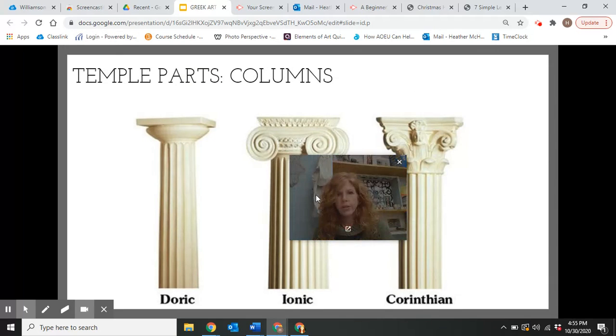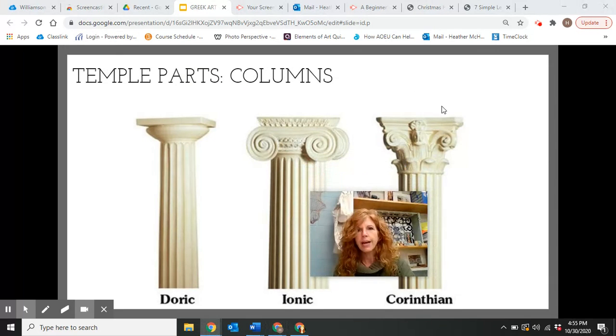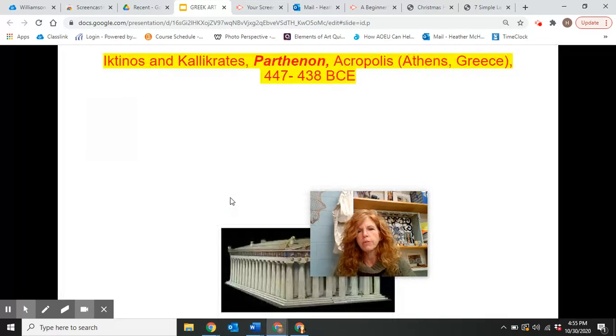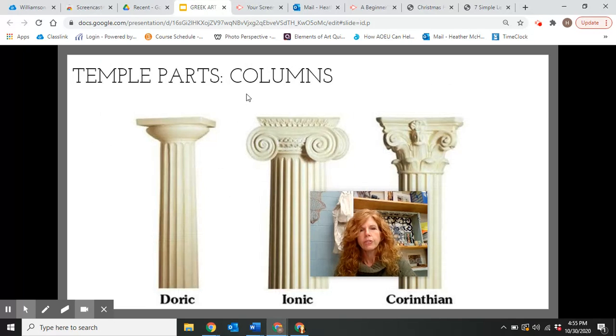All right, so here are the three types of columns and their capitals. Very plain, being the Doric order. A lot of people say that it's the masculine order. And then you have Ionic. These swirls are supposed to be representational of waves and wind, which makes sense because most Ionic structures originated in the islands like Crete. And then you have this Corinthian column that's ornate in acanthus leaves.